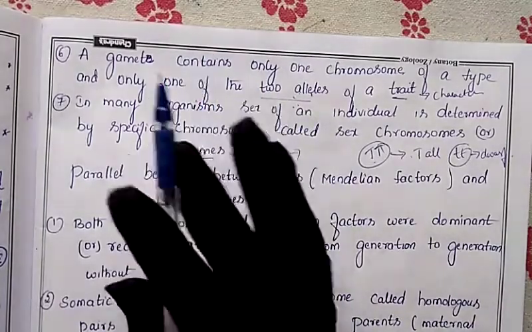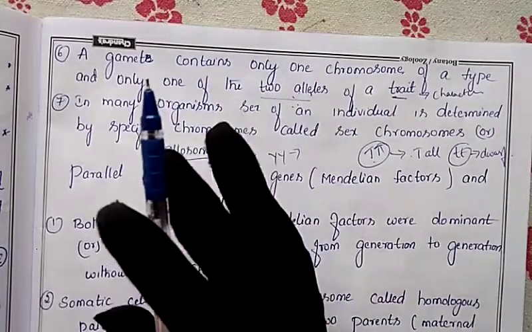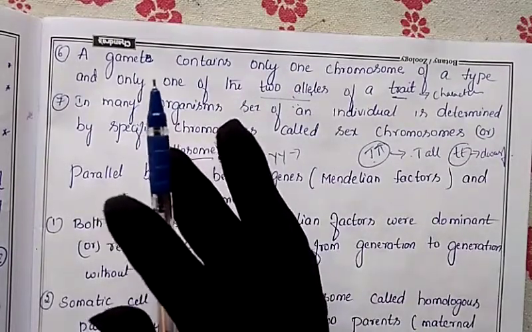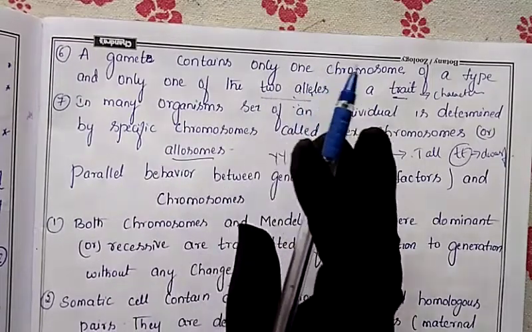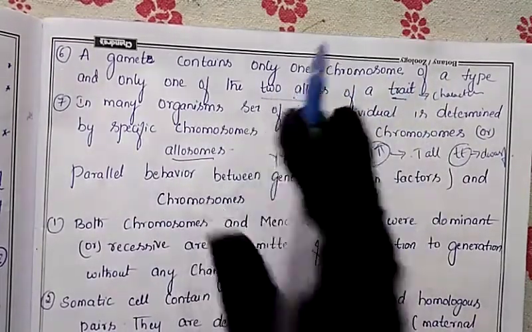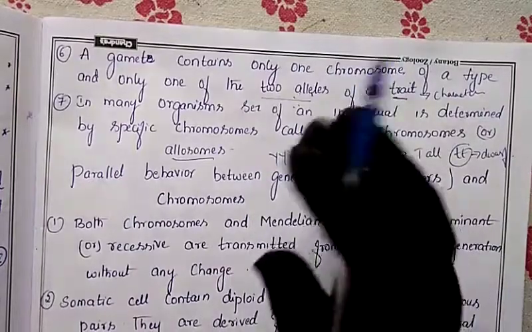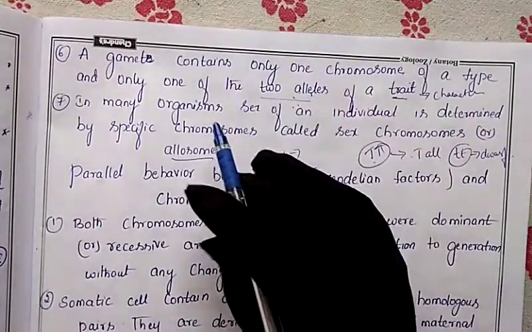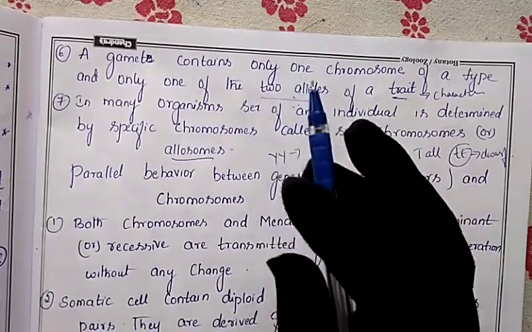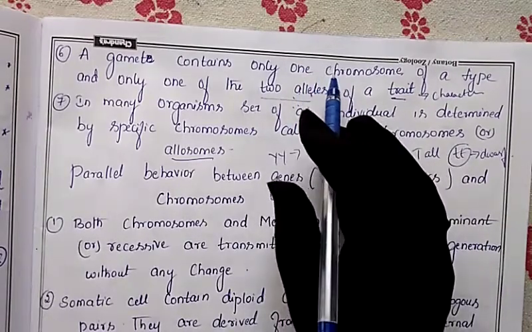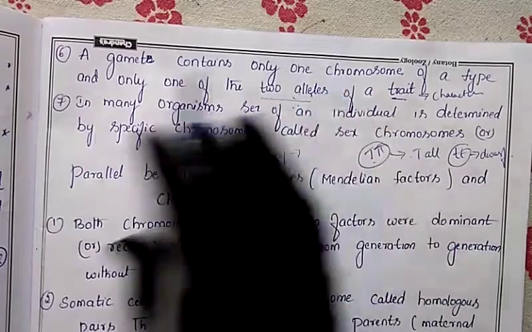That means here sperm and egg. Sperm contains only the chromosomes of the father and egg contains only the chromosomes of the mother. That means here half will get reduced. 46 chromosomes will not enter into the sperm or into the egg. So half of 46, how much? 23 chromosomes will enter into the gamete.